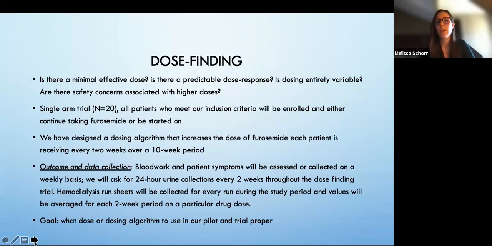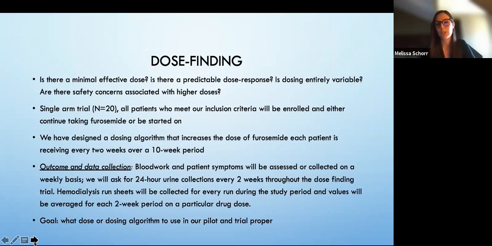The rationale for a dose-finding study is that we really don't know what dose of Lasix is effective in the hemodialysis population, and we don't want to have a trial that's negative simply because we've chosen the wrong dose. So this will be a single-arm trial enrolling about 20 patients. All patients who meet our inclusion criteria will be enrolled either to continue Lasix if they're already on it or to start it if they're not.